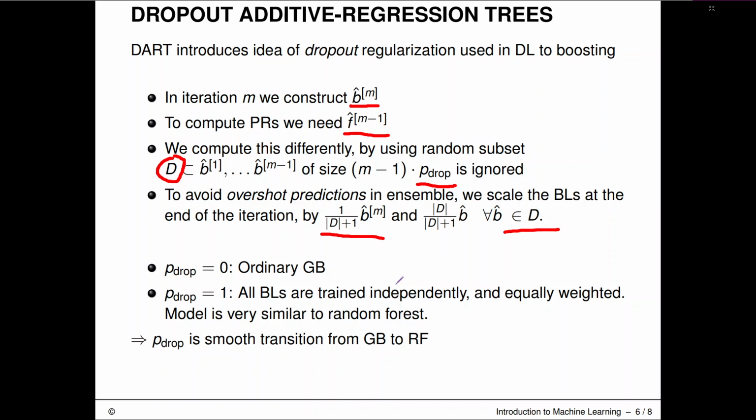Not that interesting. But if we set p drop to 1, then all base learners are trained independently and they are all equally weighted. And in that case, our model is actually quite similar to random forest. So we now can do something like a smooth interpolation between regular traditional gradient boosting and the random forest by controlling this interpolation between the algorithms through that p drop parameter.